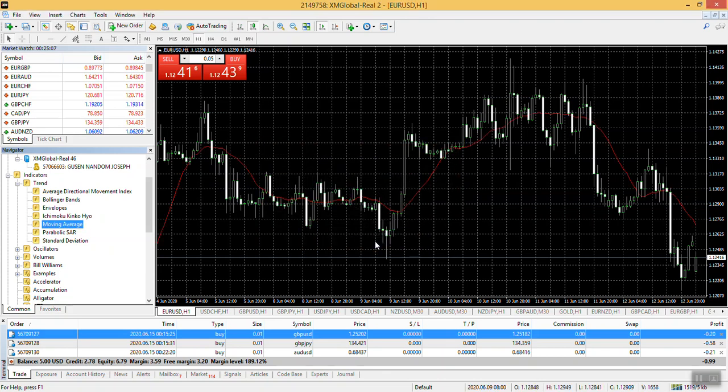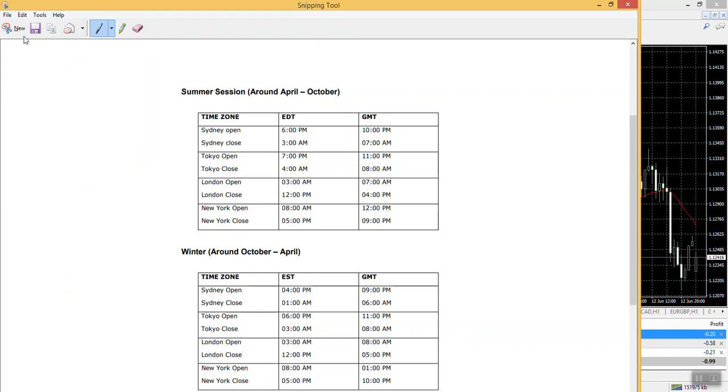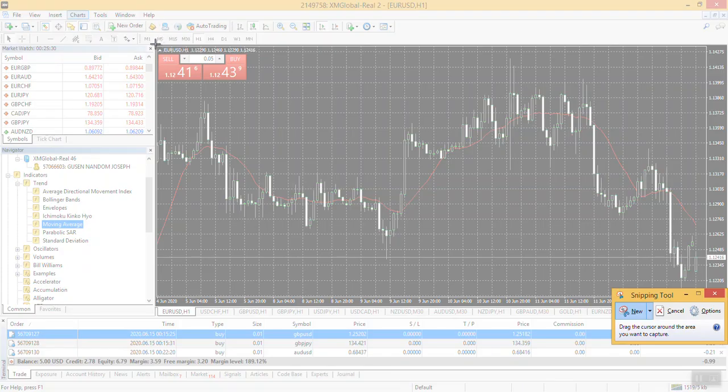Okay, now how do we use the moving average indicator to determine if we are to make a buy trade or we are going to make a sell trade? How do we use it? I'm going to teach you how to use it. So let me just do a snapshot of my screen, and then I will show you how you're going to use the moving average indicator.